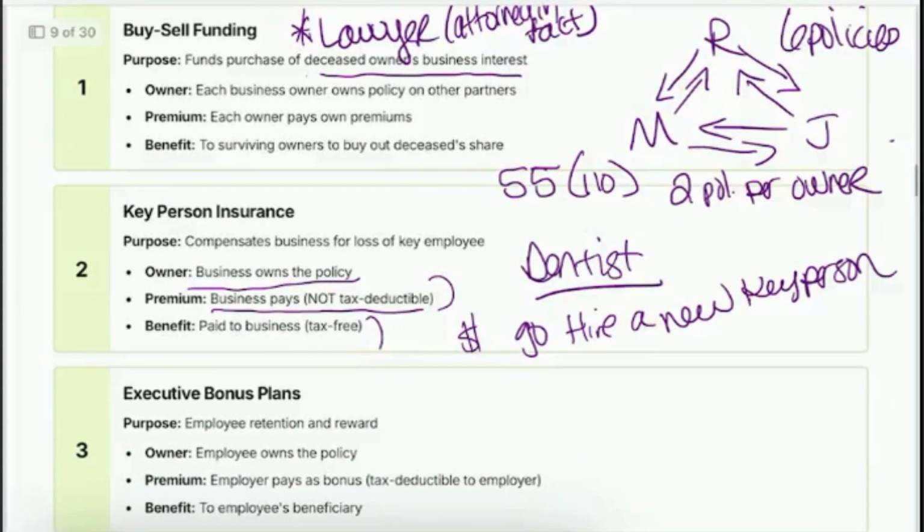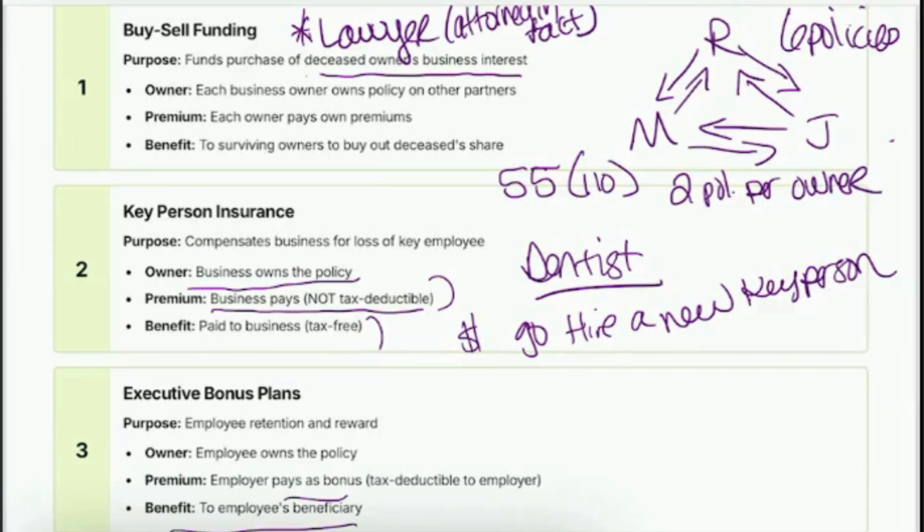Life insurance can also be used as an executive bonus plan. The purpose is for employee retention and reward. The employee owns the policy, but the employer pays as a bonus. It is tax deductible to the employer because they're not the ones receiving the death benefit, right? Because the benefit goes to the employee's beneficiary.